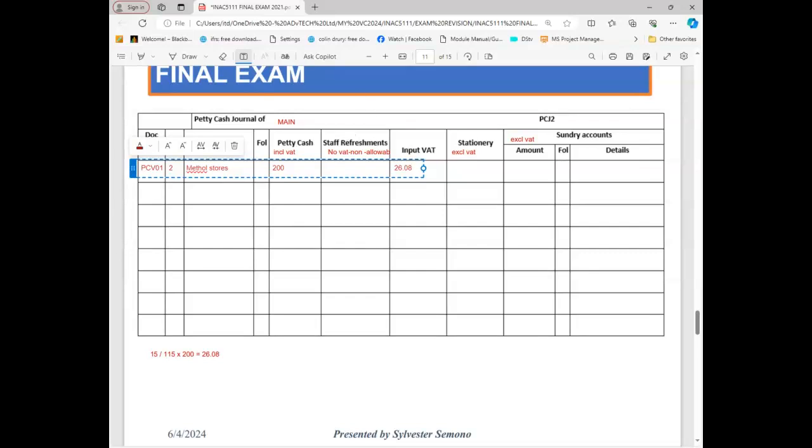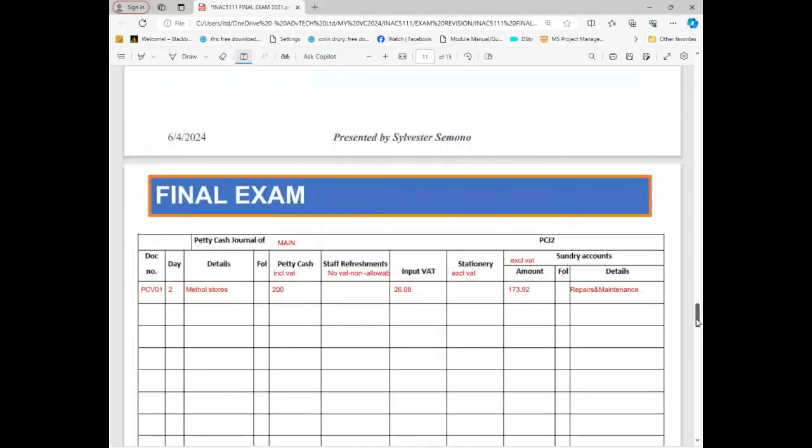Can you see now? But again, remember, take out the calculator and say 200 minus 26.08. Because there's no column for repairs, you just have to put it under the amount, and you make sure that you write repairs and maintenance under the details. Can you see now how easy is that? So always make sure that you do the right thing. Repairs and maintenance. I hope it makes sense. Easy.